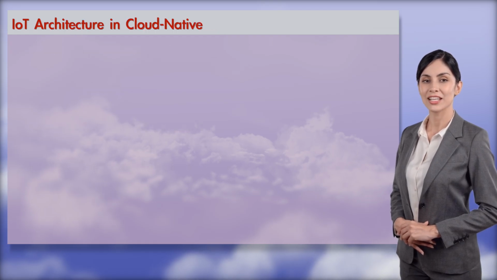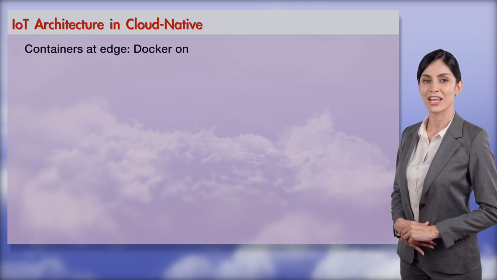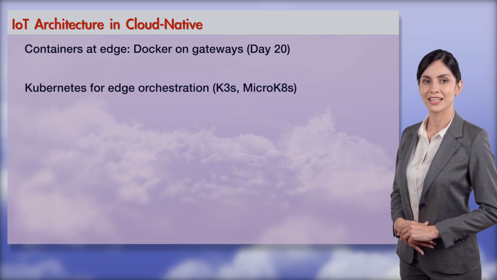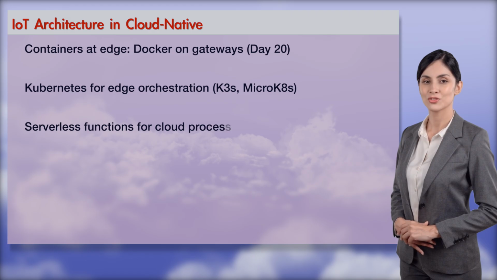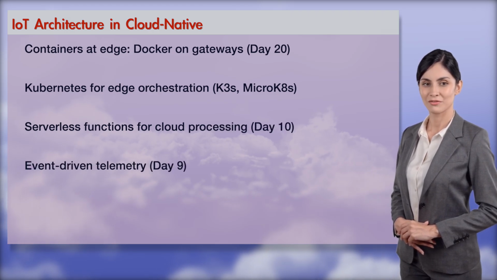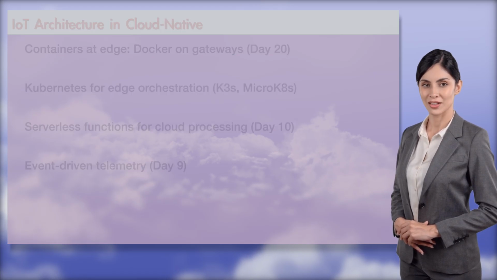IoT architecture in cloud native: run containers with Docker on edge gateways, per Day 20. Use lightweight Kubernetes distributions like K3s or MicroK8s for edge orchestration. Process non-real-time workloads with serverless functions from Day 10. Stream telemetry using event-driven patterns from Day 9.